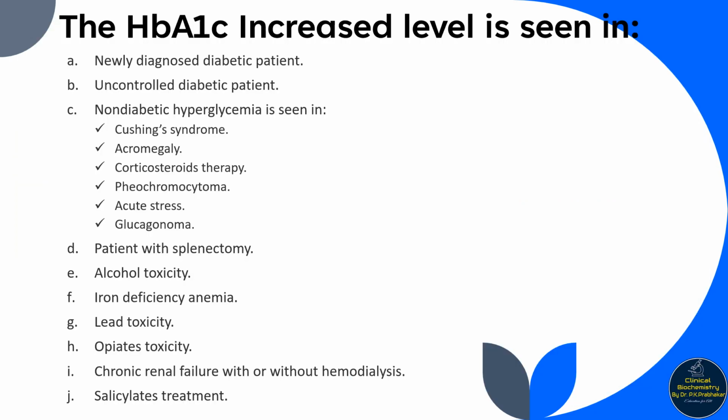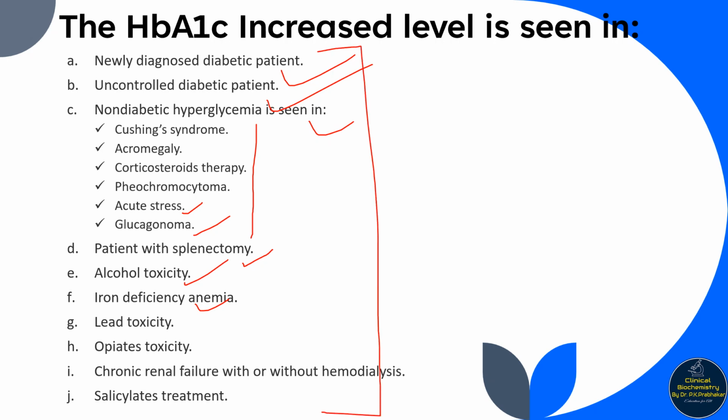Sometimes the HbA1c level is seen increased in newly diagnosed diabetic patients, uncontrolled diabetic patients, and non-diabetic hyperglycemia like Cushing syndrome, meaning some other associated conditions like Cushing, acromegaly, corticosteroid therapy, pheochromocytoma, acute stress, glaucoma, or patients where the spleen has some issue, splenectomy, or alcohol toxicity, iron deficiency anemia, lead toxicity, opiate toxicity. In all these cases, the HbA1c level increases.